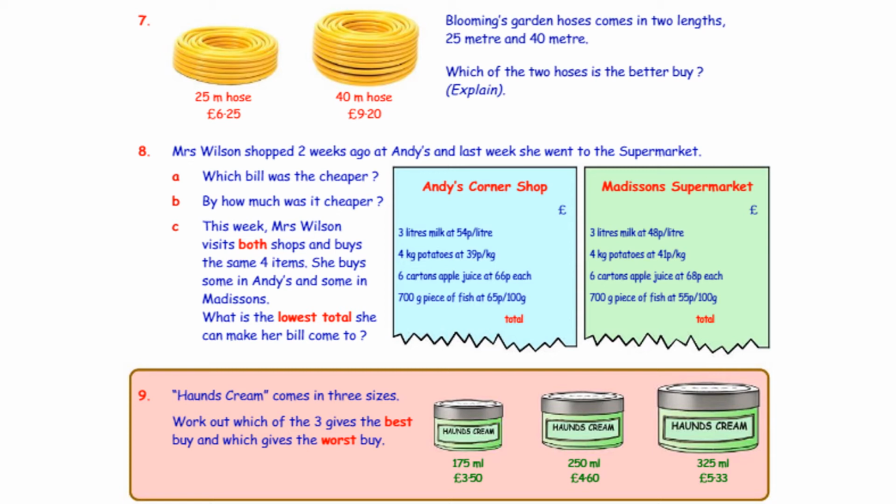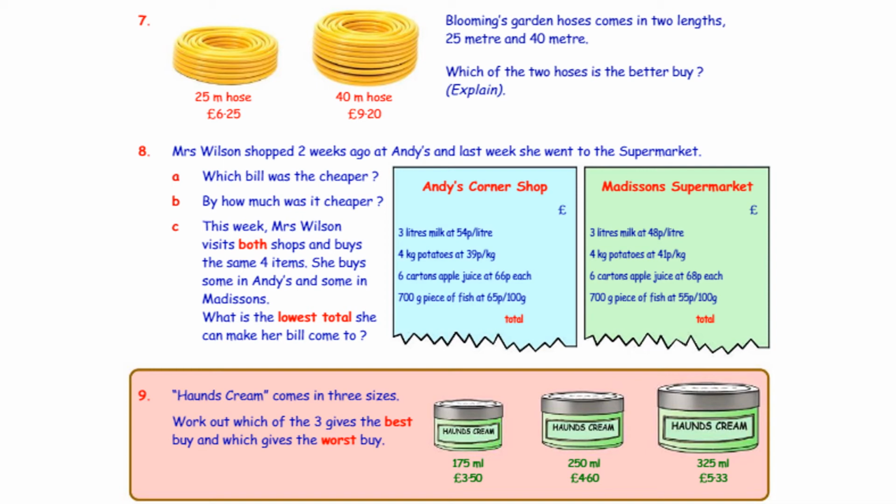So I'll quickly go through, because there's quite a lot of work involved in particularly question 8. Mrs. Wilson shopped 2 weeks ago at Andy's, and last week she went to the supermarket. Andy's is a corner shop. I'm sure you all have a shop local to you that doesn't have as much selection as the supermarket, but it's really handy. So the first question, which bill was cheaper? How much was it cheaper by?